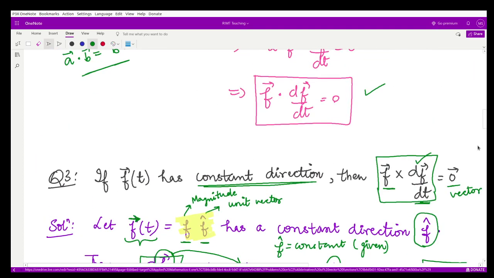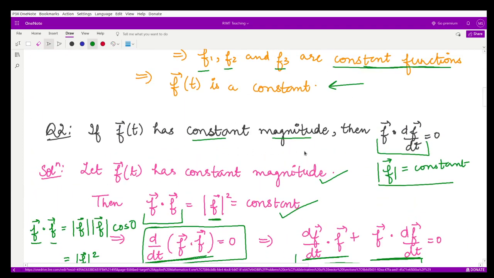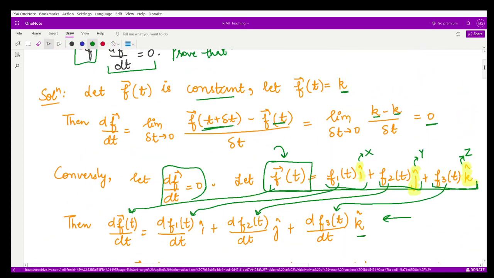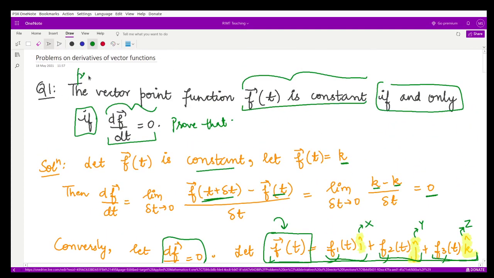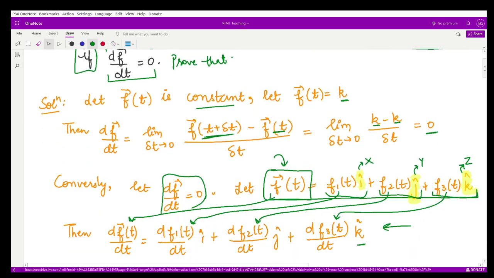So these questions you can take them to be the properties, and you could also remember them. They say if the vector has constant direction, then its cross product with its derivative is 0. When the vector has constant magnitude, then its dot product with its derivative is 0. This is also to be taken as the property. And the first question says that if the function is constant, it could only happen when the derivative is equal to 0, or conversely. So you could remember them as the properties.